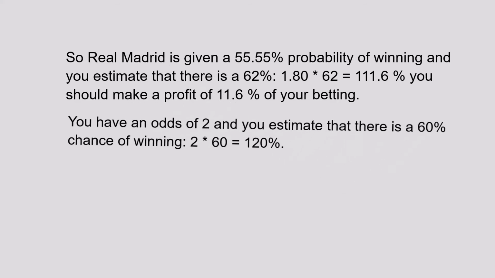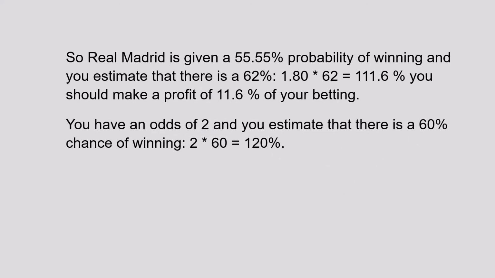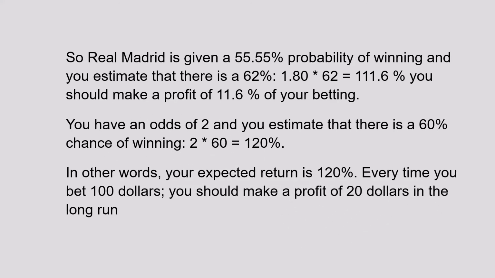You have odds of 2 and you estimate that there is a 60% chance of winning. You use the calculation 2, which is the odds, times 60, which is the probability, equals 120%. In other words, your expected return is 120%. Every time you bet $100, you should make a profit of $20 in the long run.